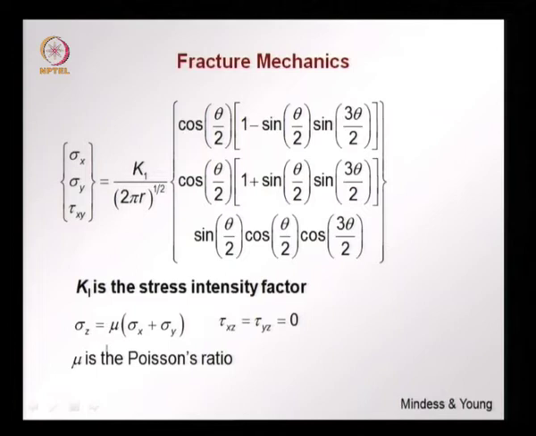The other stresses in this case would be tau xz, tau yz equal to 0, and sigma z, the stress perpendicular to the plane, would be mu times (sigma x plus sigma y), mu being the Poisson ratio. What is important here is that we have introduced the term K1, K1 for the mode 1, which is the stress intensity factor. This is one of the terms that we will continue to give importance as we discuss fracture mechanics.